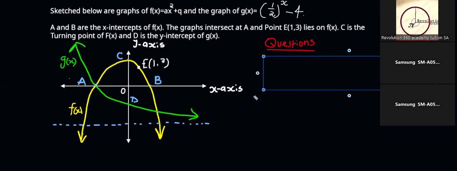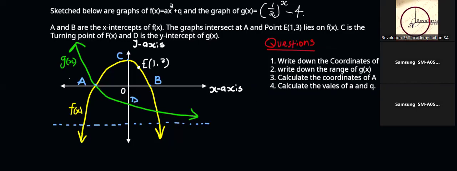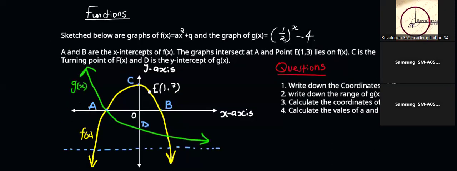So one thing that you basically need to know is to look at the information given. They're saying the sketch below are graphs of f of x equals ax squared plus q. So that is the equation. This one is an equation of a parabola. If you didn't know this, it's an equation of a parabola. If you check the previous lessons, you'll see how I explained the basics of the parabola. So that is a parabola. And then this one of g of x is what we call an exponential function.